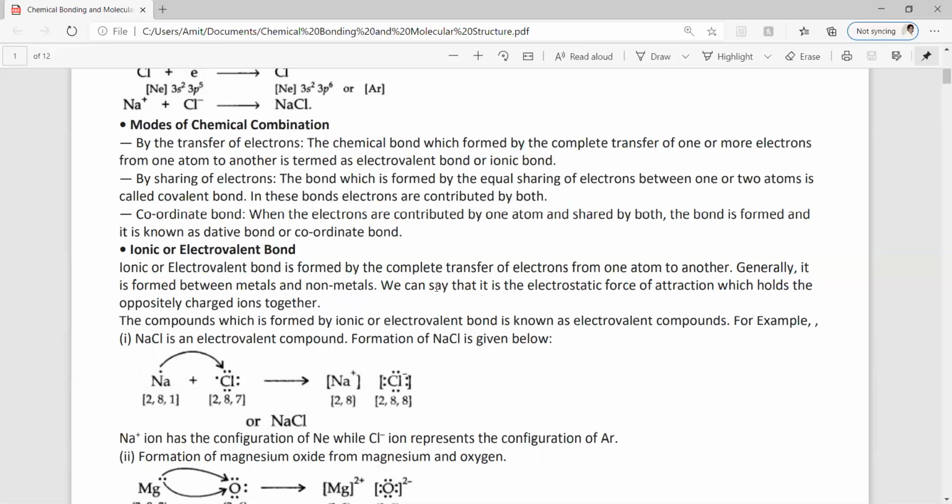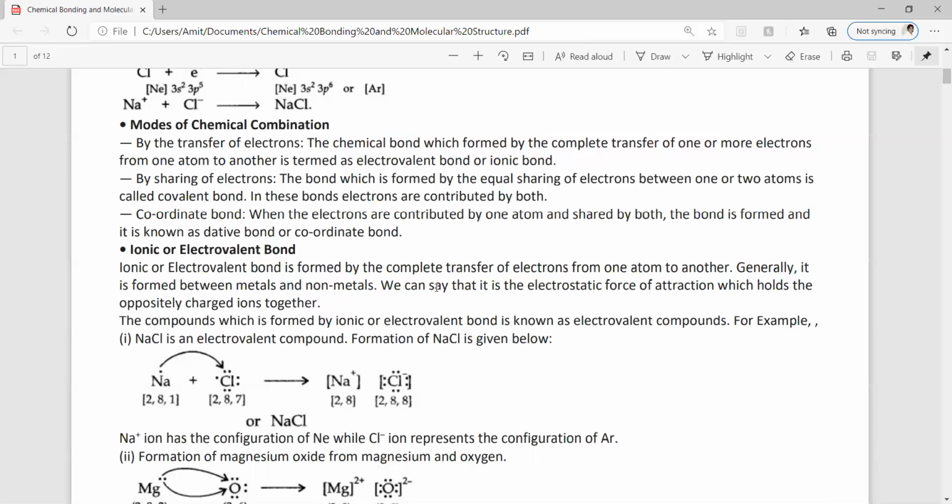So what it means is that it is done by complete transfer of electrons from one atom to another, that we already discussed. It is usually done between metals and non-metals, and it is because of the electrostatic force of attraction that keeps them together. So one would be a metal and one would be a non-metal. The very good example is sodium chloride. Sodium is a metal, chlorine is not.